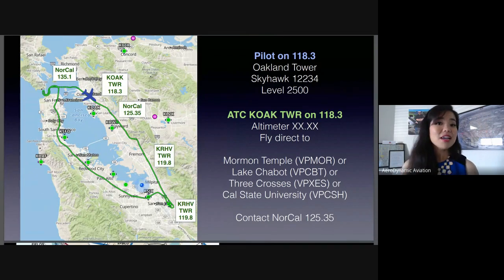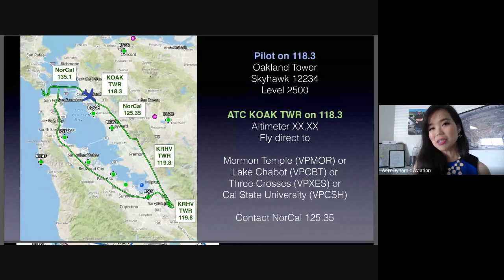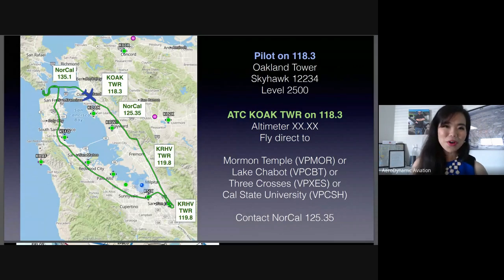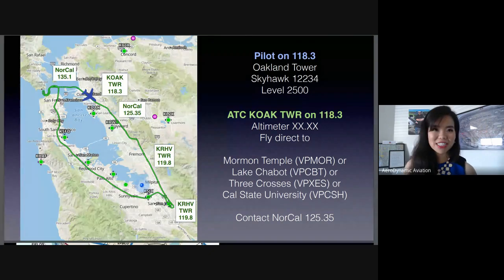Most of the time, when I've done the Bay tour, Oakland Tower will keep you outside Class Charlie. Sometimes they'll allow you to enter, but most of the time, they'll try to keep you out of Class Charlie. That way they can coordinate arrivals and departures. So they might tell you to fly direct to one of these 4 fixes.